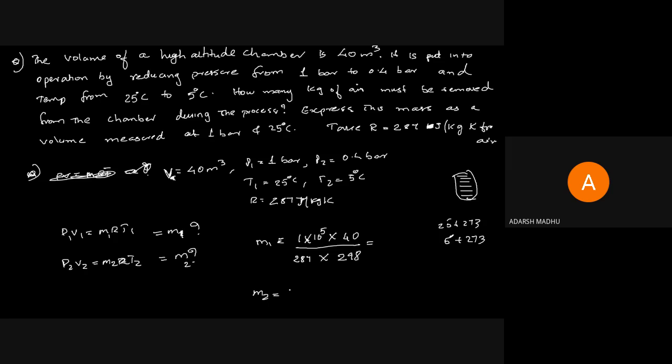And M2 value is P2 V2. P2 is 0.4 into 10 power 5, into volume 40 itself, divided by R, which is 287 itself, into 278. You will get the M2 value. What is the M1 value? 46.76 kilogram. And the M2 value?